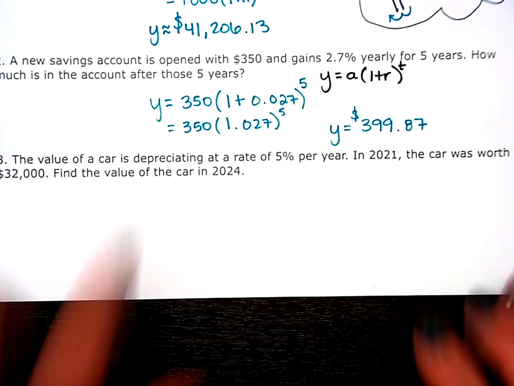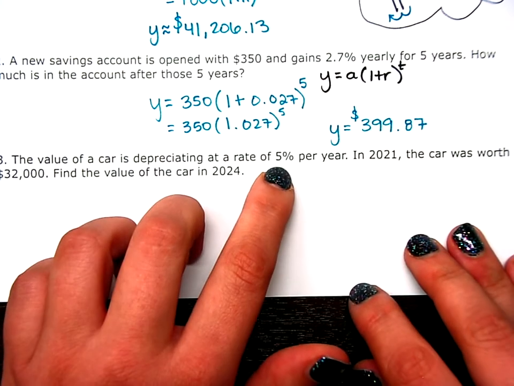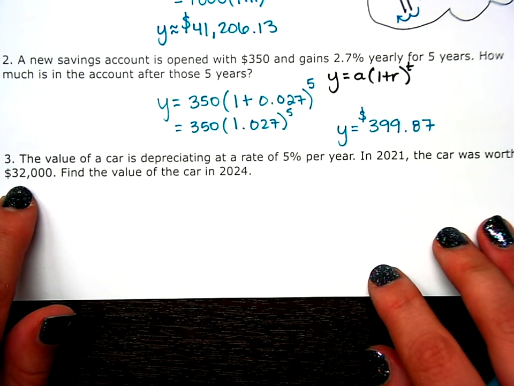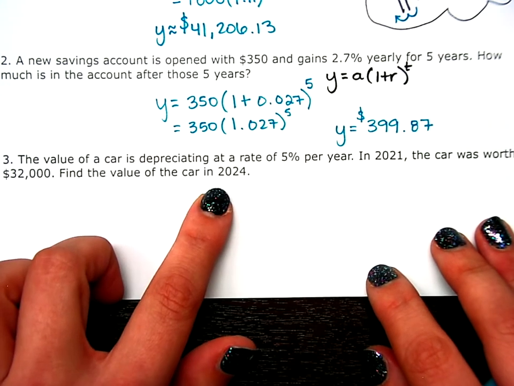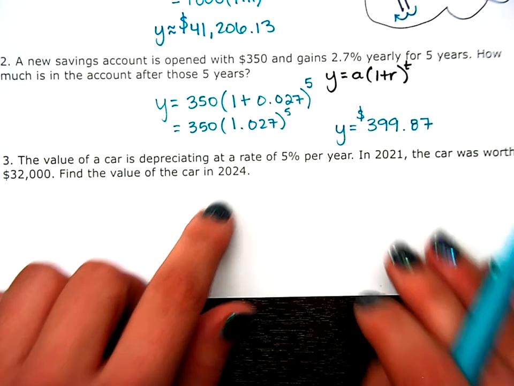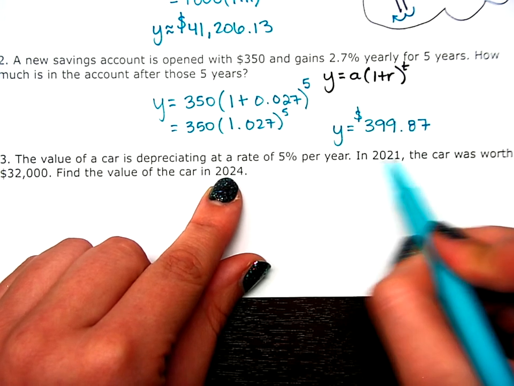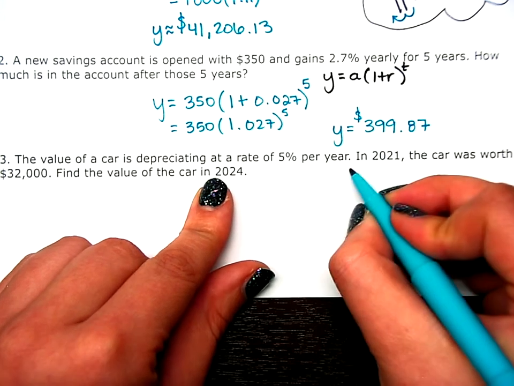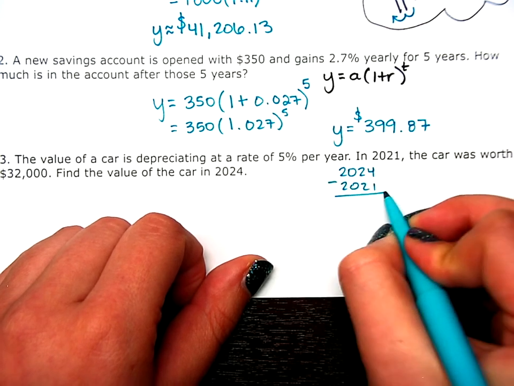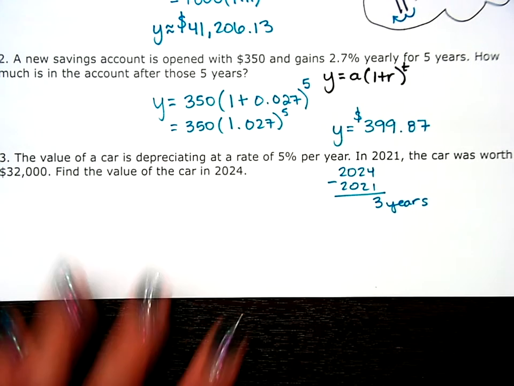Okay, last one. Let's do one more type. This says the value of a car is depreciating, so it's decreasing, going down, at a rate of 5% per year. In 2021, the car was worth $32,000. Find the value in 2024. So I need to do a little bit of detective work here because I'm not given the amount of years. I am given the start and end year though. So from 2021 to 2024, I need to find out how many years that is. So I'm going to do 2024 minus 2021, and that's going to give me 3 years. So I know which value I'm putting in for t.